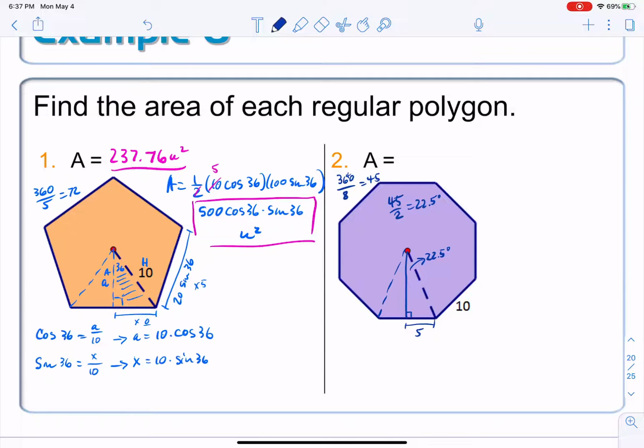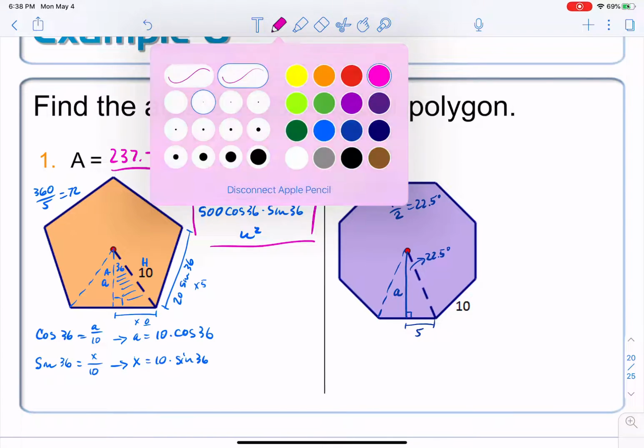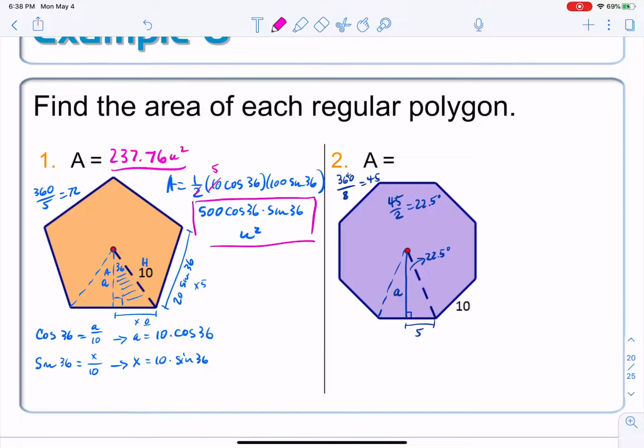Now, this time I only need one piece of extra information, which is going to be our apothem length. And since it's not a special right triangle, and I don't have enough information to use the Pythagorean theorem, I'm going to have to use trig again. So let's figure out what sides we have. Directly opposite the 22.5, our 5 here is our opposite side. And the apothem is adjacent to our angle. O and A looks like a tangent.